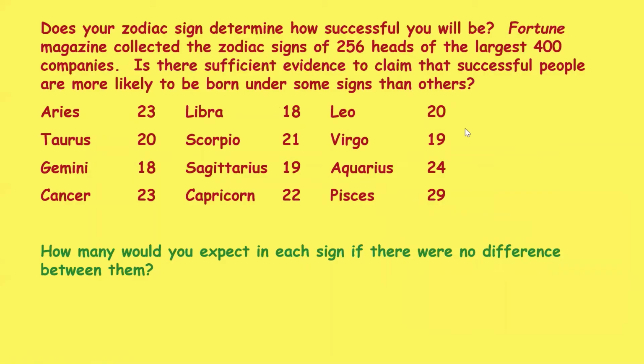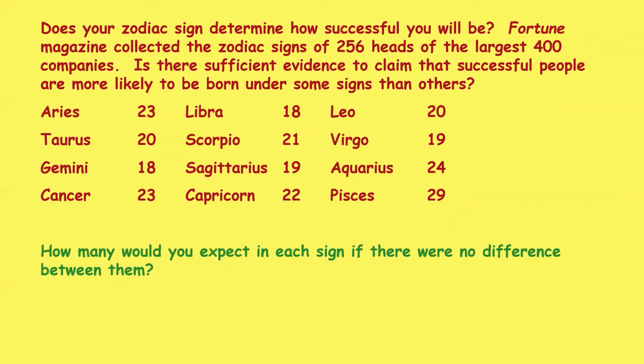So let's look at a more practical example. Does your zodiac sign determine how successful you will be? Well, Fortune magazine collected the zodiac signs of 256 heads of the largest 400 companies. Is there sufficient evidence to claim that successful people are more likely to be born under some signs than others? Again, we have 12 different signs here and the counts of how many people born under that sign were successful. So how many would you expect in each sign if there were no difference between them?